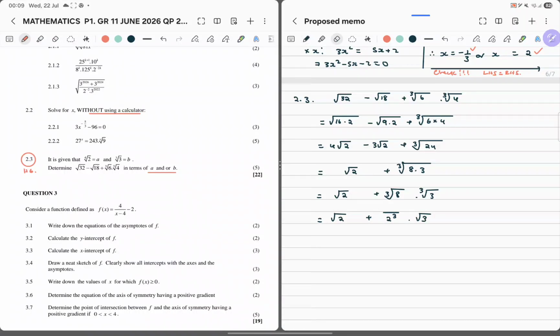Alright, the cube root of 8 is 2 cubed, times the cube root of 3. Right, okay, folks, so we can already see that the cube root of 2 cubed is just going to be 2. So this is the square root of 2 plus, this is just going to be 2 times the cube root of 3. Alright, so this is cool.